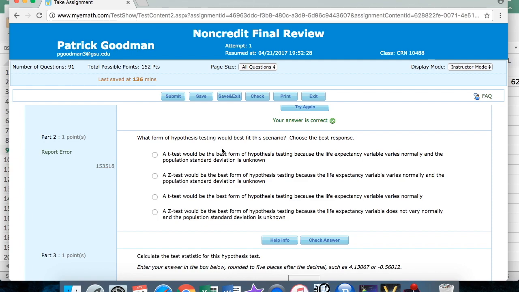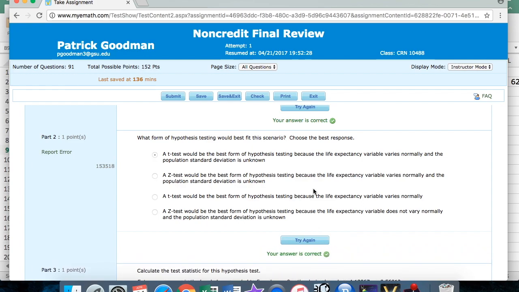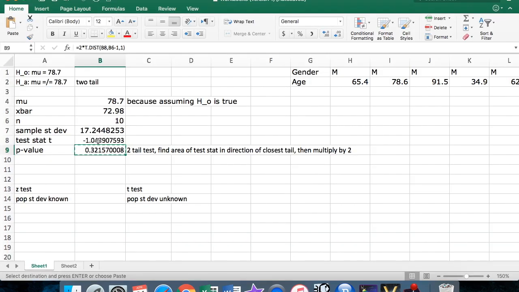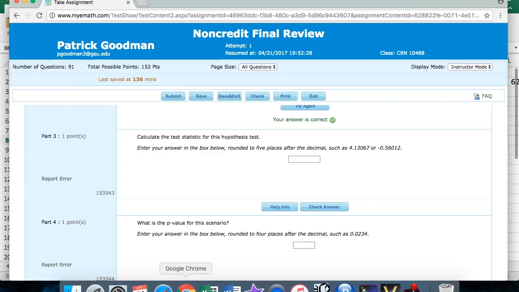So now what form of hypothesis testing would best fit this scenario? We already figured this out. It's a t-test. And why is that? Because the population standard deviation is unknown, but we still have some approximate normality. So a t-test would be the best form of hypothesis testing because the life expectancy variable varies normally and the population standard deviation is unknown. And there we go. That should be the correct answer. Calculate the test statistic for this hypothesis test. That's this one. So copy this over, throw it in here, in 5 places. So 1, 2, 3, 4, 5. So this will be 1 and kill the rest.